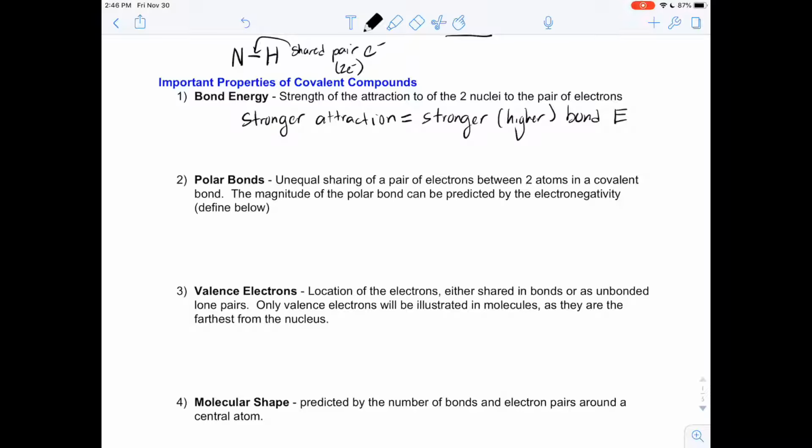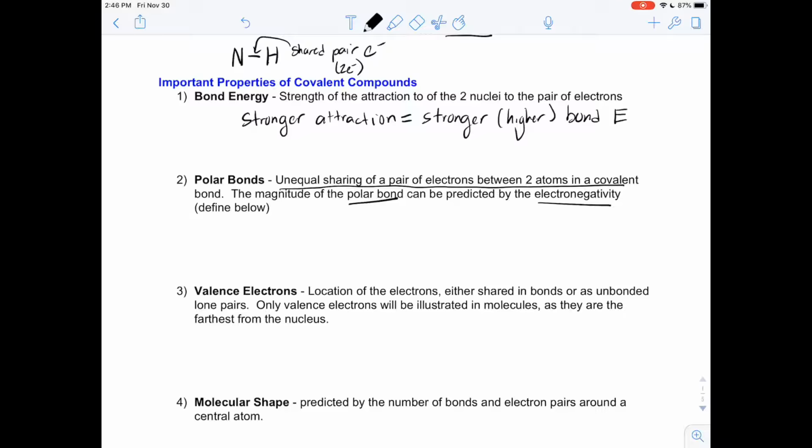The next thing we think about is polar versus nonpolar bonds. So if we have a polar bond, that's where we have an unequal sharing of electrons. So if we have the unequal share between these two electrons in the covalent bond, now the amount of polarity, how polar that bond is, is dependent on electronegativity, which we're going to define below.